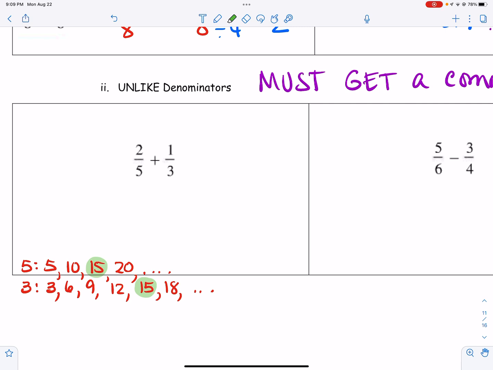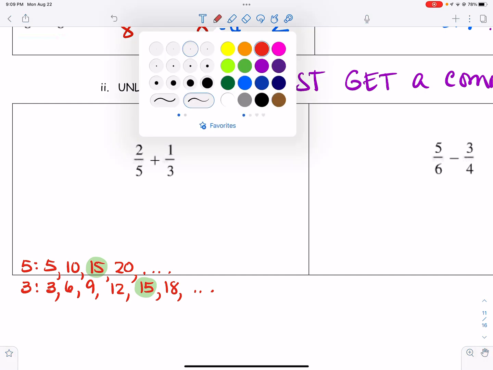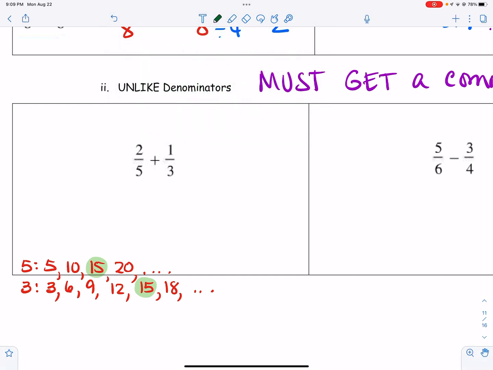So I want to change both of those fractions into 15ths. And that means what I'm going to do is I'm going to multiply 5 by a number so that it gets turned into a 15. But I have to keep it balanced, and so I have to multiply the top by that same number. So I'm going to multiply 2/5 by 3/3. And so that gives me 3 times 2 is 6, and 3 times 5 is 15.